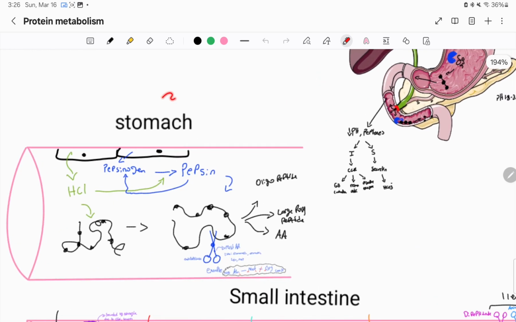So let's first look at the stomach. At the level of the stomach, again, we had the hydrochloric acid being secreted. Hydrochloric acid is going to take this protein, denature it, okay?